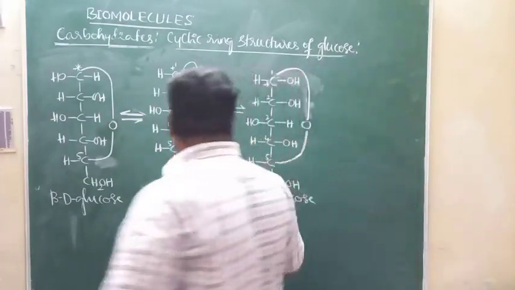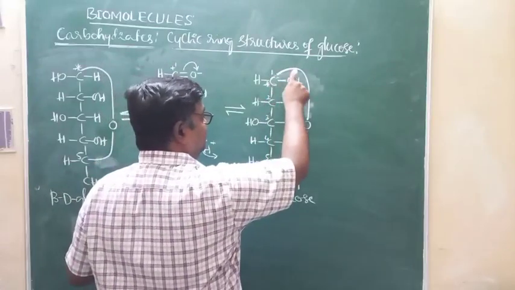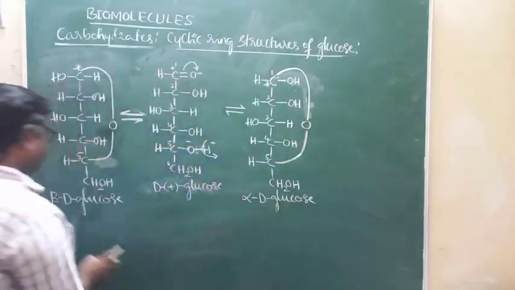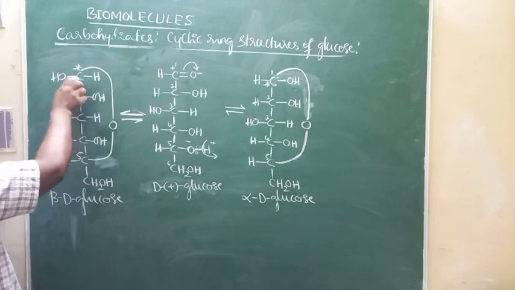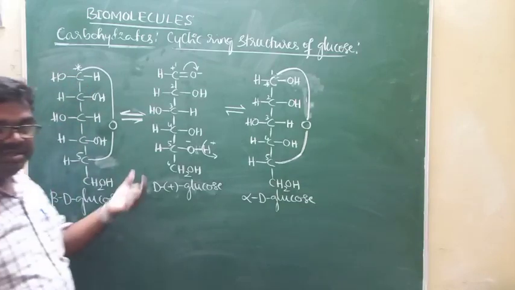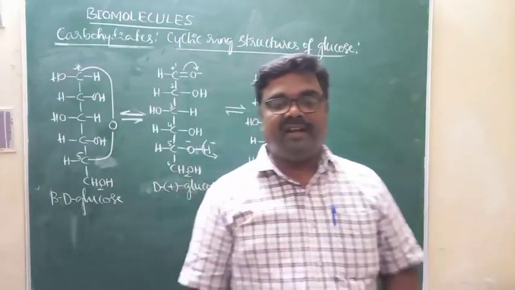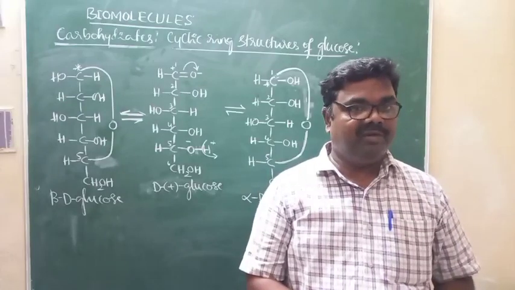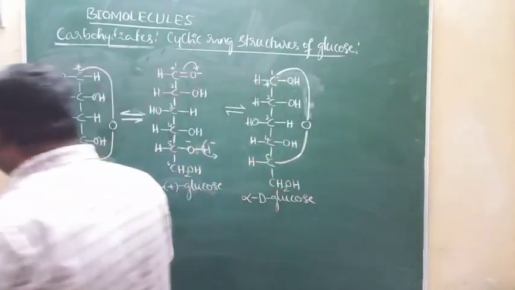Just observe, if the OH group at the anomeric carbon atom is on the right side, it will be alpha D glucose. If the OH group at the anomeric carbon atom is on the left side, it will be beta D glucose. This is what we call the cyclic ring structures of glucose, and this structure was proposed by Fischer himself.